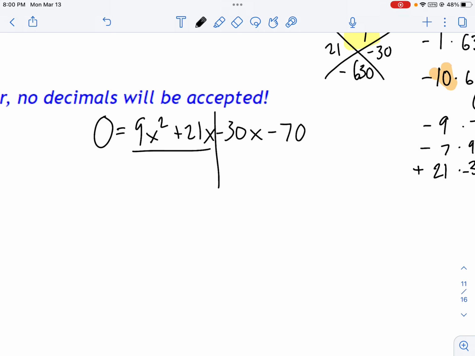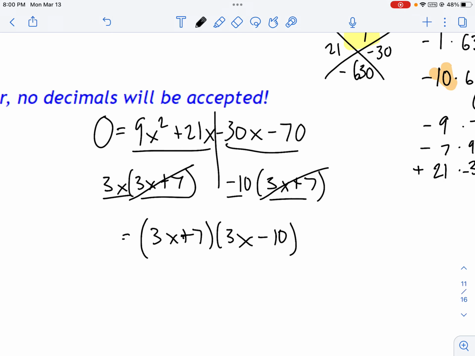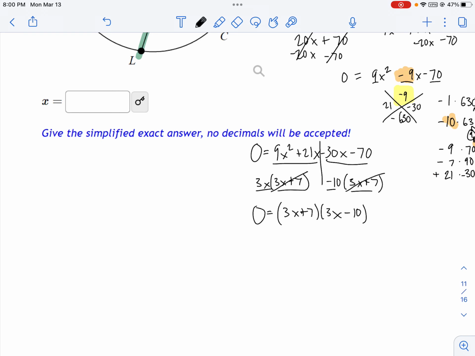Okay, and now you say, right, in the first term we have a 3x in common, which leaves a 3x plus 7 behind. In our second group, we have a negative 10 in common, which will leave a 3x plus 7 behind. Okay, your two parentheses are common, so we do one more pull out. 3x plus 7 comes down. And when that's gone, it leaves your 3x, and when that's gone, that leaves your negative 10. And you have officially factored it. Okay, a little bit of work, but not too shabby, right?